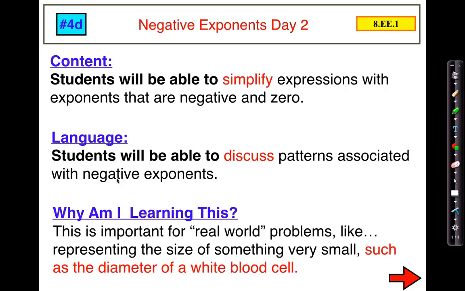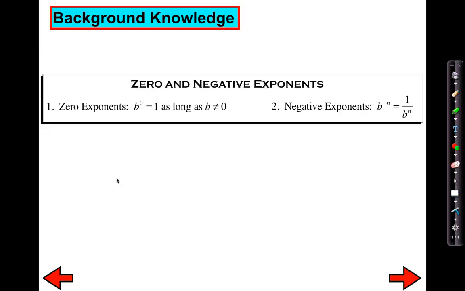Well, it's important for real-world problems, like representing the size of something very small, such as the diameter of a white blood cell. So, background knowledge: just recall anything raised to the 0 power is 1, so long as your base is not 0, which means even a negative base raised to the 0 power will also be 1. We also took a look at what happens when we have negative exponents. This is the pattern: a base raised to a negative exponent is, in this case, 1 over the same base raised to that positive exponent.